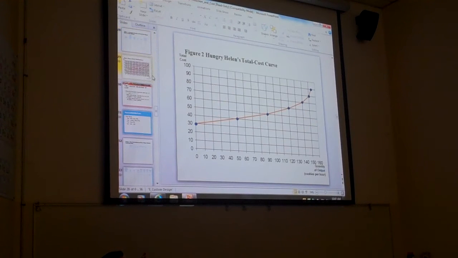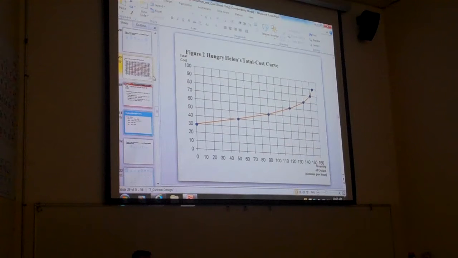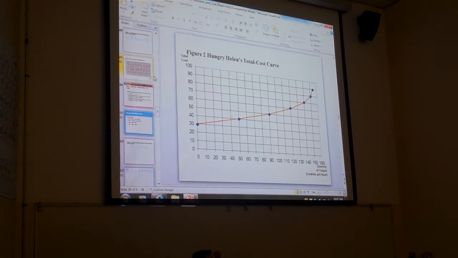We have the total cost curve. We've already talked about it. So now, okay, engage. Here we go. All right, so the total cost curve starts off very flat and then it's steep, right?